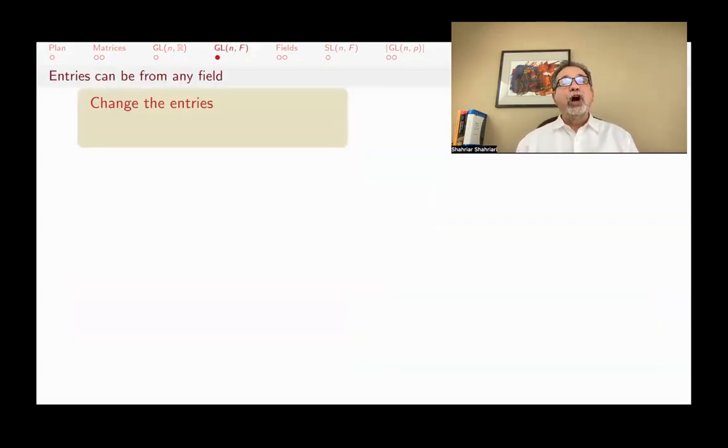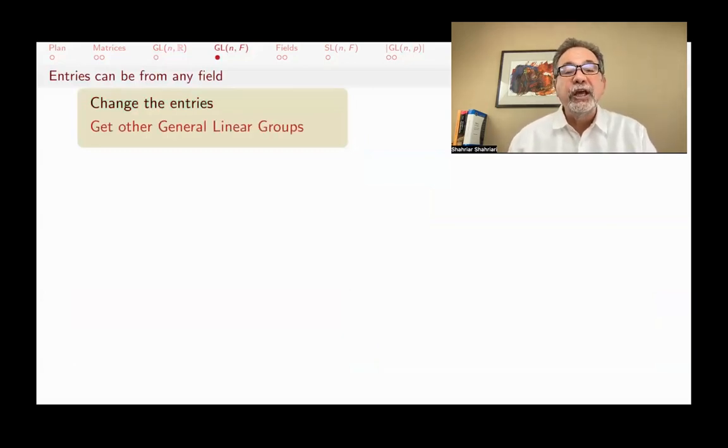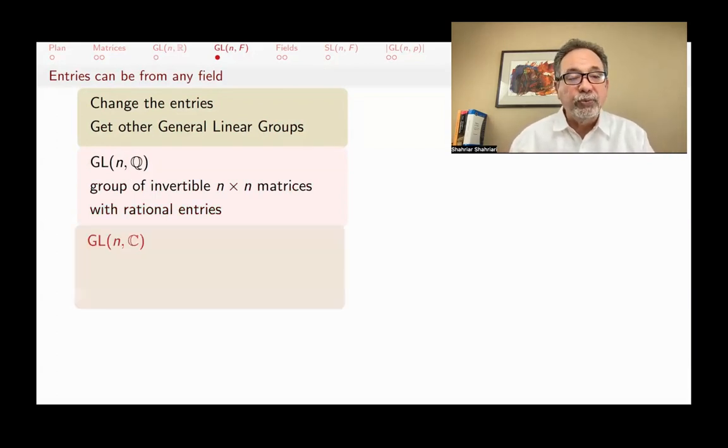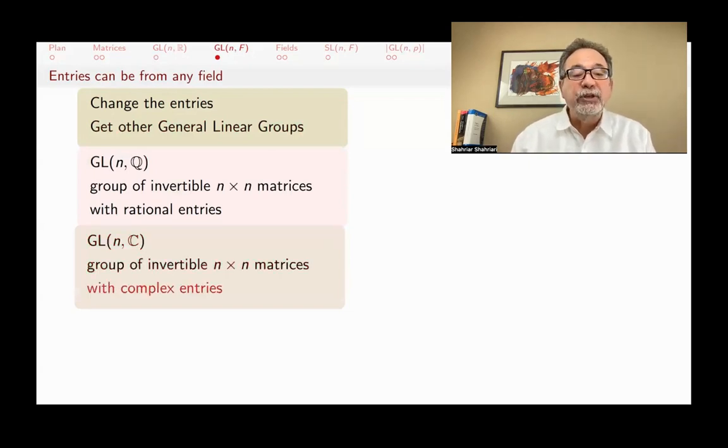We can come up with other general linear groups by changing the entries. Instead of the real numbers, we can put other things. For example, GL_n(Q) is the group of invertible n by n matrices with rational entries. We will get, with the same proof as before, that we have a group. If the entries are complex numbers, GL_n(C) will be the group of invertible n by n matrices with complex entries, and that's an example of a group.